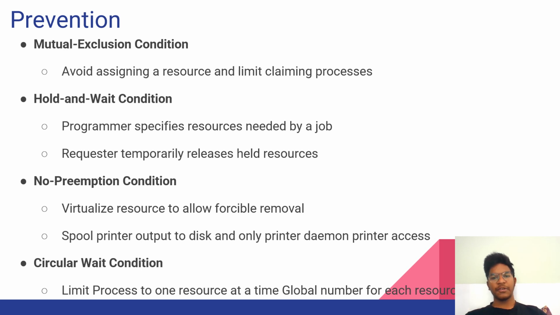Some of the resources can be virtualized to allow forcible removal, such as spooling printer output to the disk and allowing only a printer daemon access to the real printer. This eliminates deadlocks involving the printer, though it does create potential for deadlock over disk space. Though a large disk space would make it unlikely. However, this does not work for all resources.